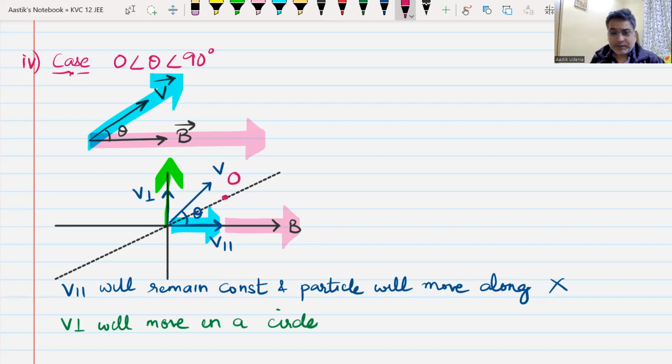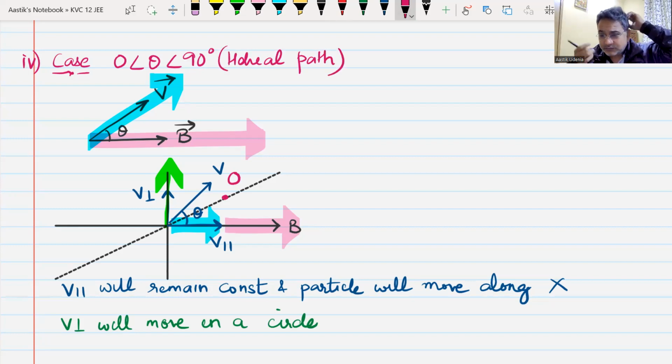Sir, so the particle will move along the x-axis, but it will also rotate. So it will go like this: rotate and move forward, rotate and move forward, rotate and move forward. This type of motion is known as helical path.